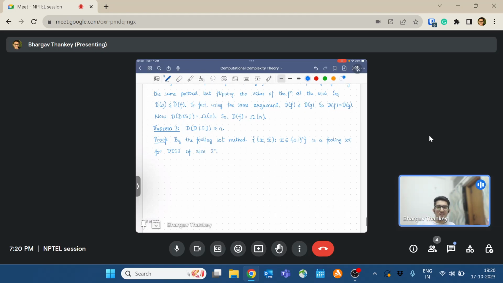Yeah, and since we have a fooling set of size 2 to the n, the deterministic communication complexity is going to be at least log of this, so that's n.